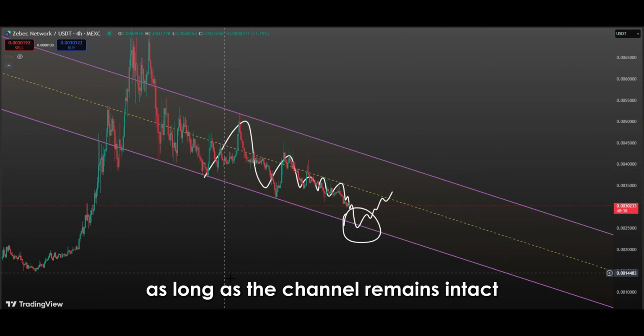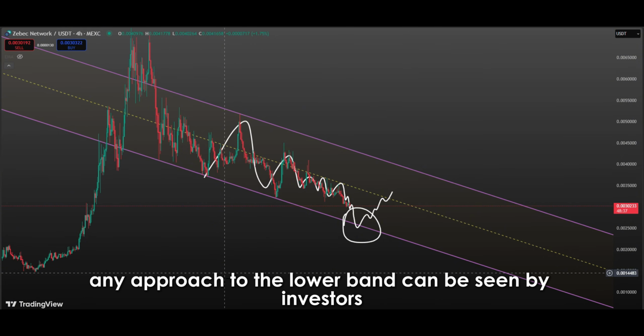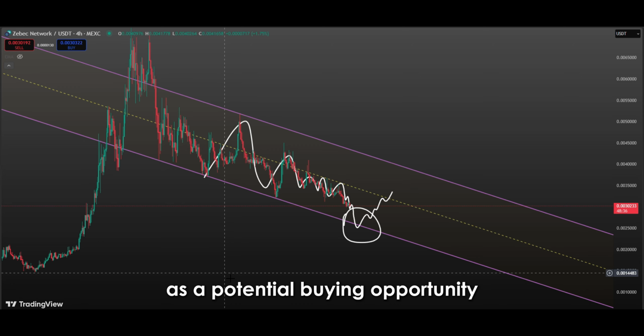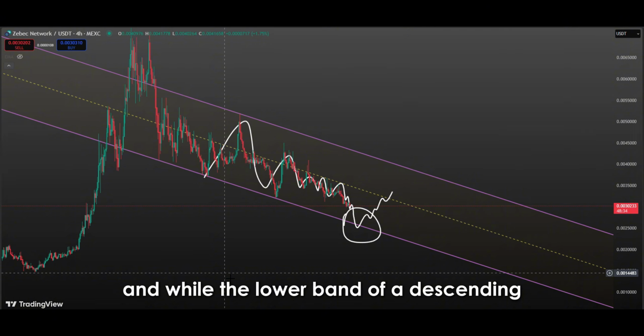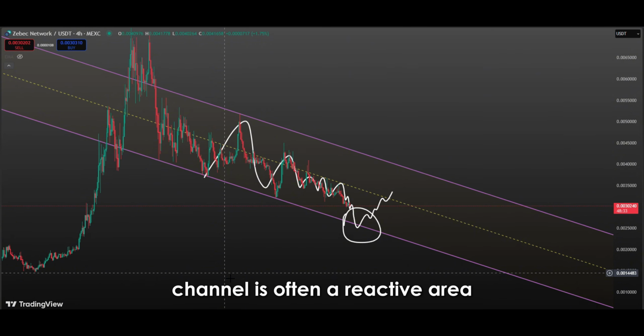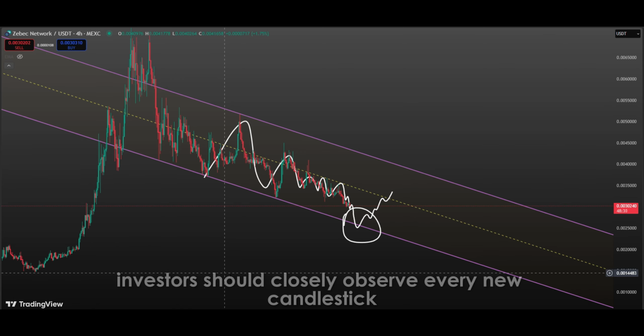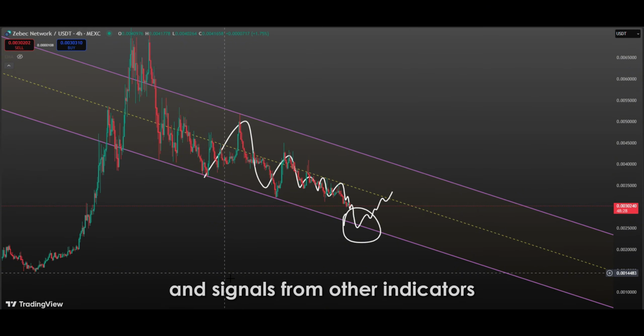As long as the channel remains intact, any approach to the lower band can be seen by investors as a potential buying opportunity. It should be remembered that technical analysis is a game of probabilities, and while the lower band of a descending channel is often a reactive area, it doesn't guarantee outcomes. For this reason, investors should closely observe every new candlestick, the behavior of the formation, and signals from other indicators as price approaches this area.